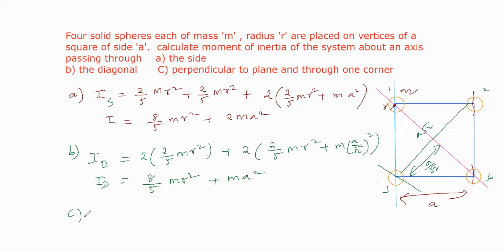And the third one: we are going to calculate the moment of inertia about an axis passing through one corner and perpendicular to the plane. That means we have to consider the axis three-dimensionally; some difficulty will be there. Let us think about it. See here, this axis is perpendicular to the plane, and we are calculating about this axis. For this we first calculate the moment of inertia of this sphere, which is 2/5 mr².